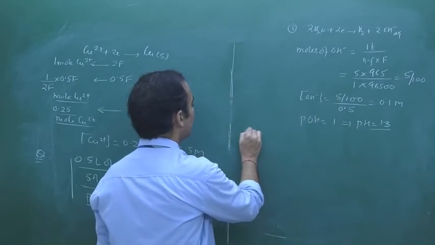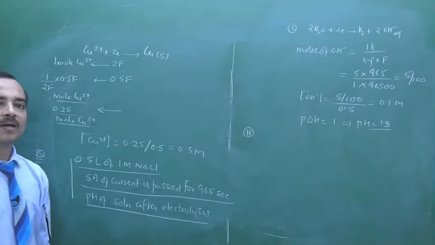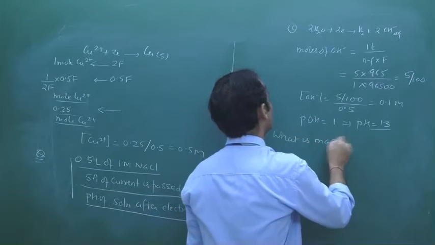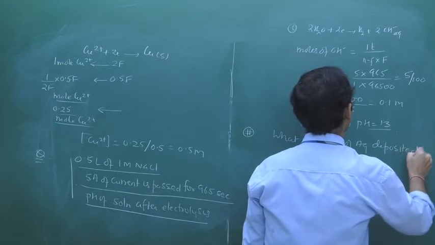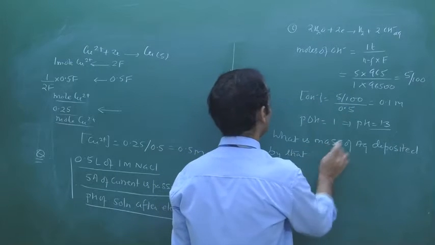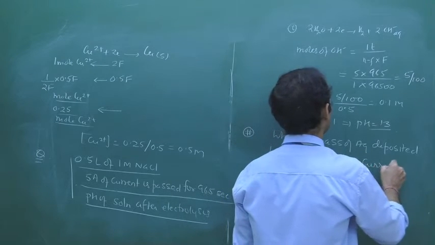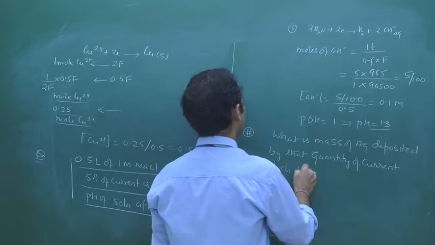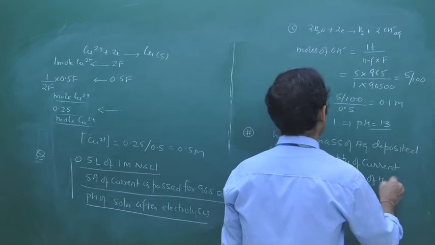Now let us come to another question. Another question is what is mass of silver deposited by that quantity of current which displaced 5.6 liter of H2 at STP.